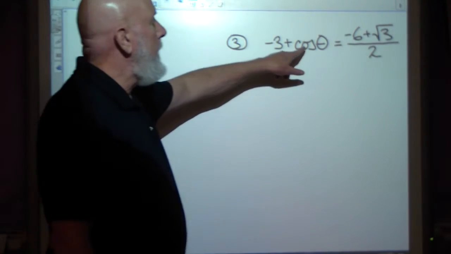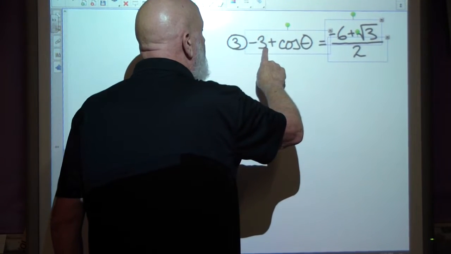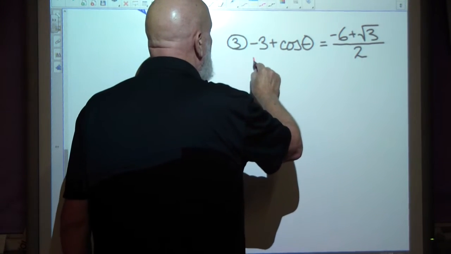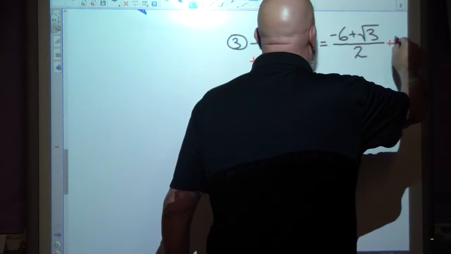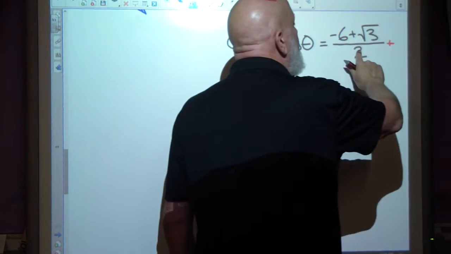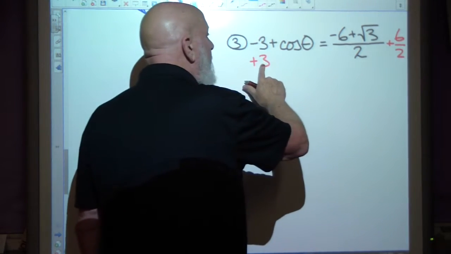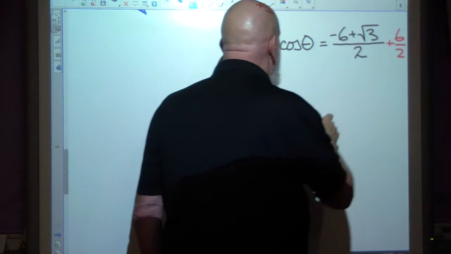I want to isolate the cosine of theta. So what I'm going to do is add 3 to both sides. When I add 3 to both sides, that will isolate cosine theta. On this side, I'm going to add 3, I'm going to call it something over 2. Well, that would be 6 over 2. I add 3 here, I add 3 here. The reason I'm calling it 6 over 2 is so that I have common denominators.